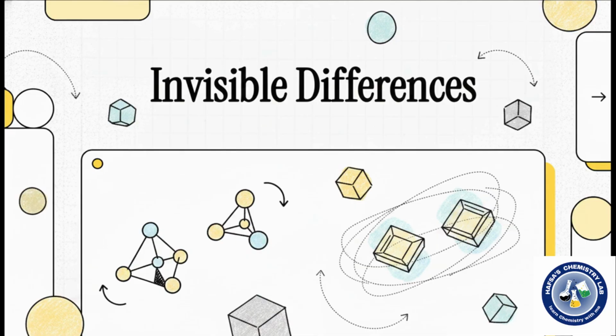We're going to explore how the exact same atoms, connected in the exact same order, can create entirely different molecules just by taking up different spaces in 3 dimensions.